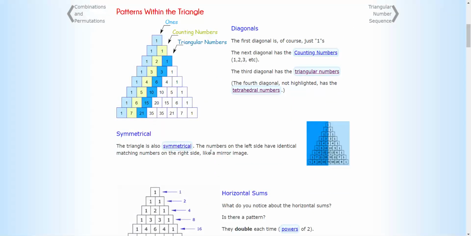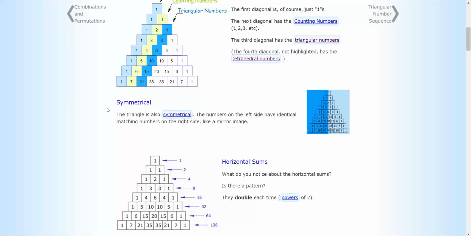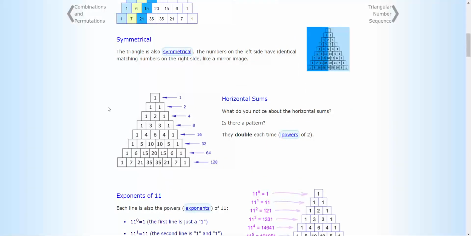The triangle is also symmetrical. The numbers on the left-hand side have identical matching numbers on the right-hand side. So if you look at it, 3, 6 is the separating line. Then 20 is the separation line in here. Yeah, I see what you're saying. Like a mirror.